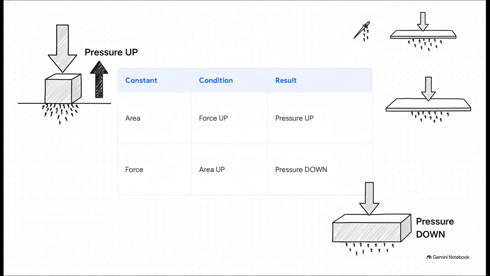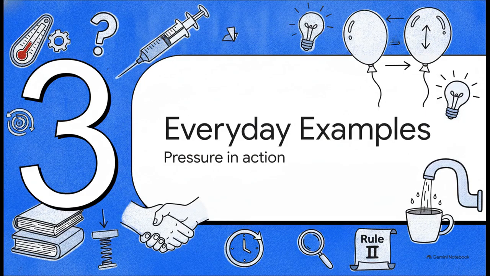Force and pressure move in the exact same direction. Simple, right? But rule 2 is where things get really fascinating, because it's an inverse relationship. If you keep your pushing force exactly the same, but you shrink the area down, your pressure absolutely skyrockets. You're suddenly concentrating all that force. Conversely, if you take that same force and spread it out over a much larger area, the pressure plummets. It just fades out. This interplay between constant force and a changing area, that's the secret behind so many everyday physical mysteries. Which leads us nicely into section 3, everyday pressure examples.